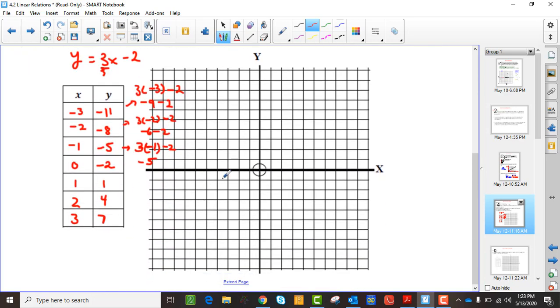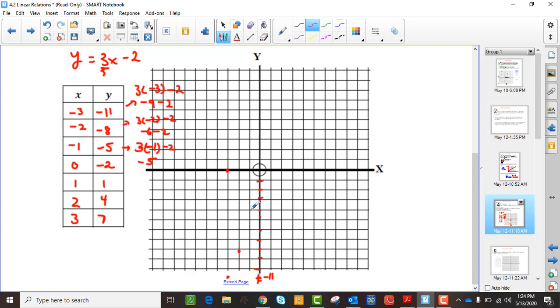So now we're going to graph this. So -3 and -11, what you notice is you have to start making a scale. So 1, 2, 3, 4, 5, and then 6, 7, 8, 9, 10. So -11 is actually down here, all right, if I go up by 1. And -3 is right here. So -3 and -11 we're going to say is right there. Then -2 and -8 is right here. Because that's -10, -9, -8.